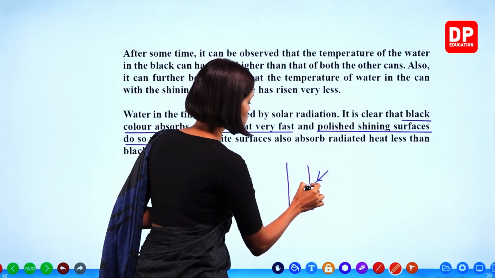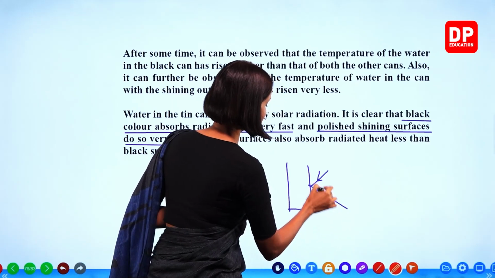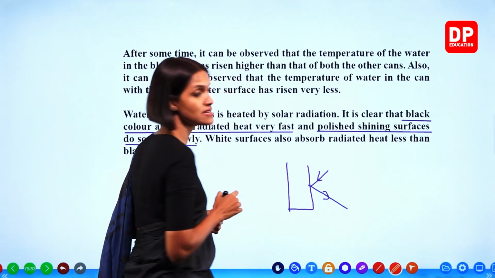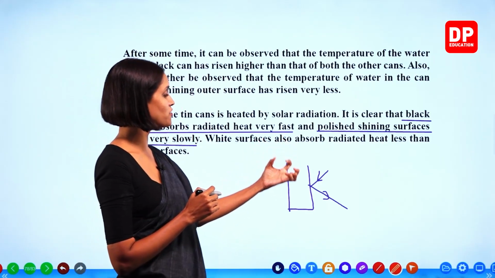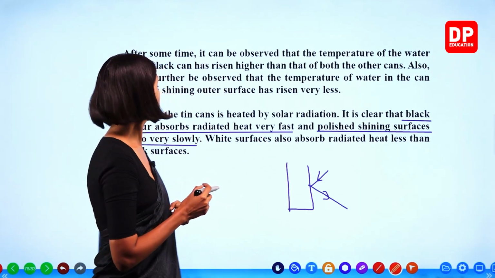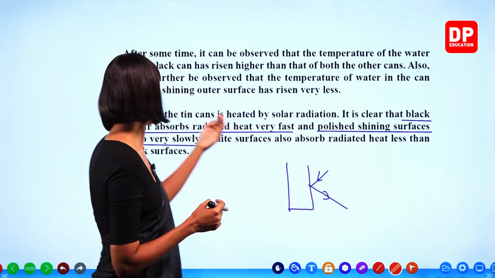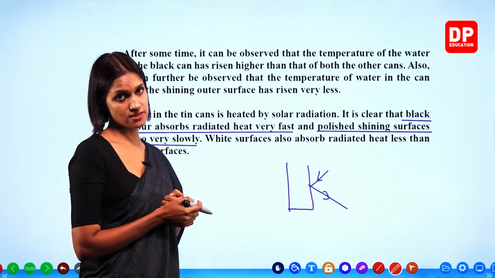The light comes to this one, and part of this light gets reflected. Shiny polished surfaces easily reflect the sunlight. Therefore, only part of it will get absorbed. Okay? White surfaces also absorb radiated heat less than black surfaces.